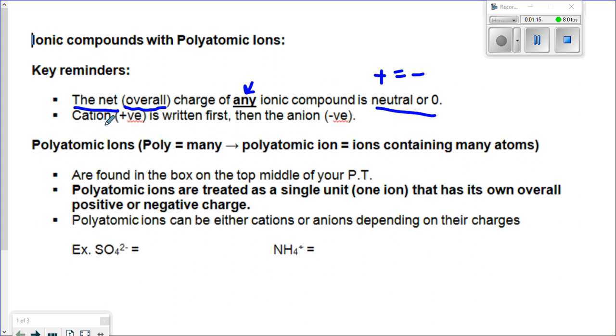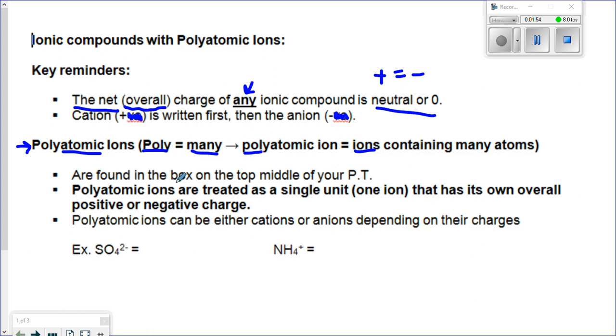When we've been writing it, the cation, which is the positive, is written first, and the anion, which is our negative, is written second. That still is true here. But now what we're going to deal with is polyatomic ions. The word poly means many, atomic meaning atoms. So a polyatomic ion is an ion that contains many atoms.